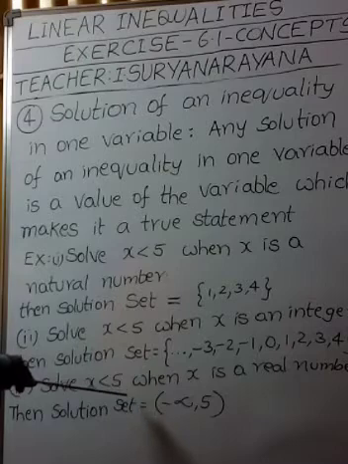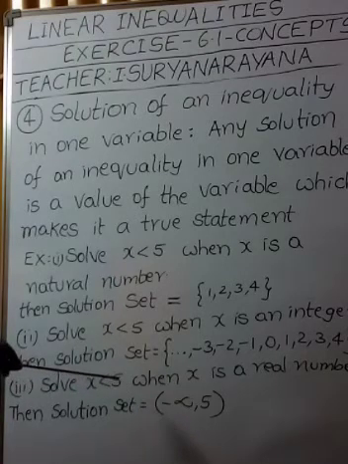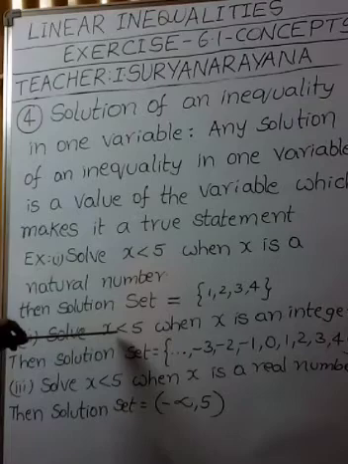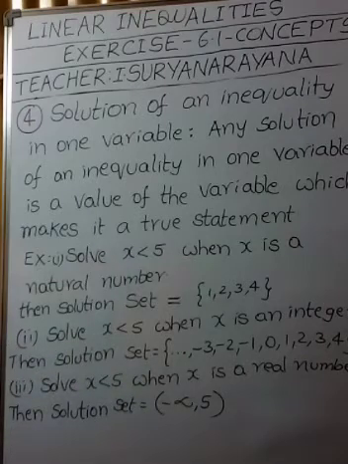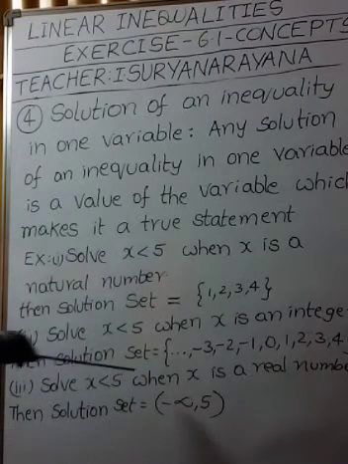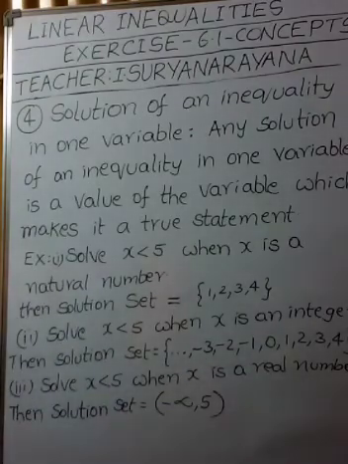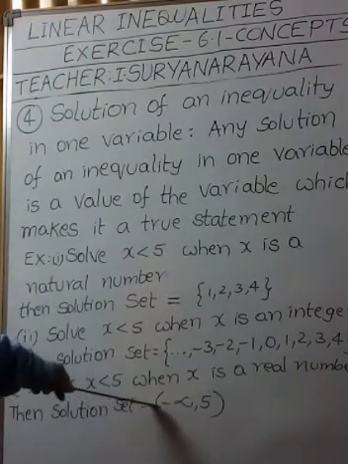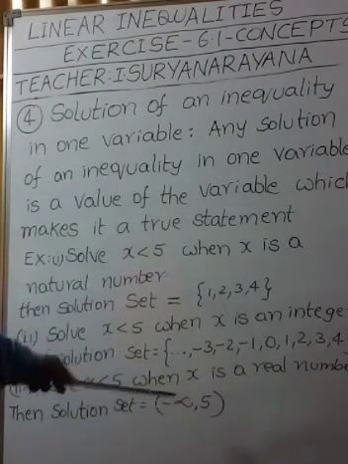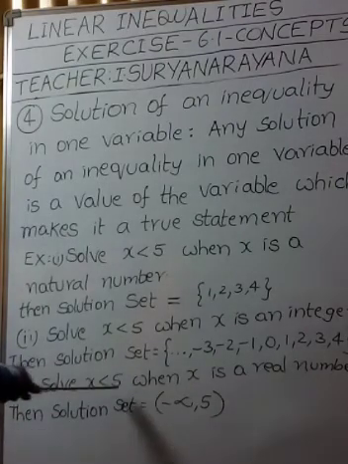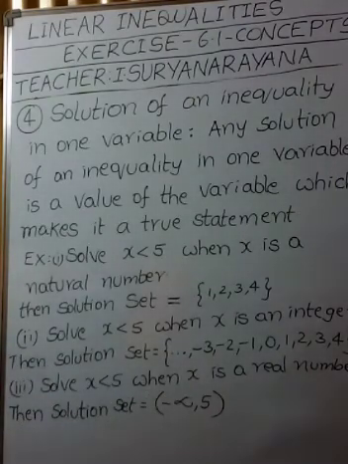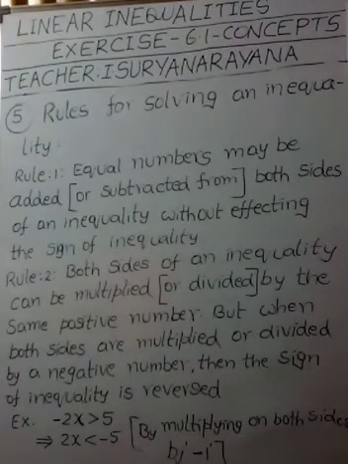Solve x less than 5. See here, this example also, my dear children, observe here. This is also the same inequality. I have taken the same inequality, but the condition is different. When x is a real number, then the solution set is the open interval minus infinity comma 5. All the real numbers less than 5. This is the solution set of the inequality. Understood this example, my dear children? Right. Now come to the next point.